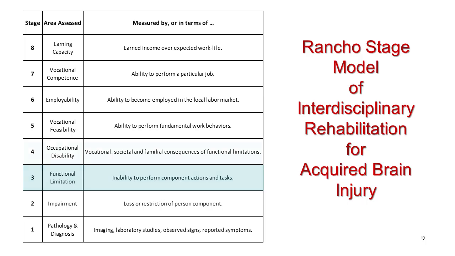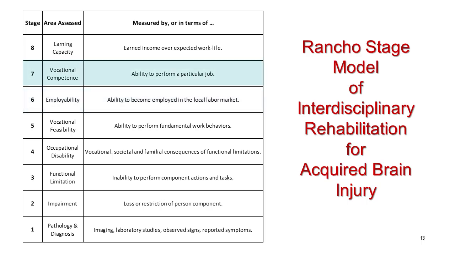The fourth stage of the model has to do with the person's occupational disability. We consider this broadly, looking at the vocational, societal, and familial consequences of the person's functional limitation. The fifth stage of this model focuses on the person's vocational feasibility, their ability to perform fundamental work behaviors. The sixth stage of the model is where we look at the person's employability. Building on their vocational feasibility, we now focus on the person's ability to become employed in the local labor market.